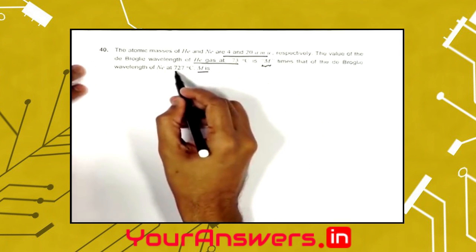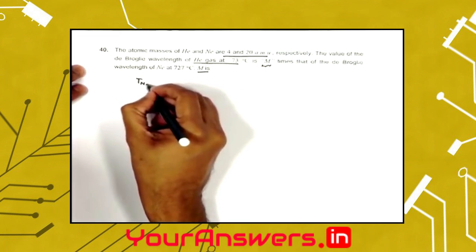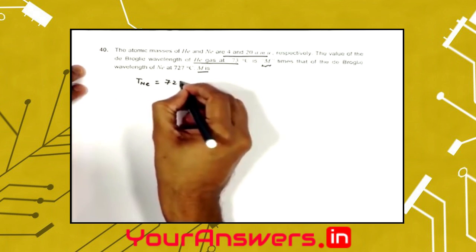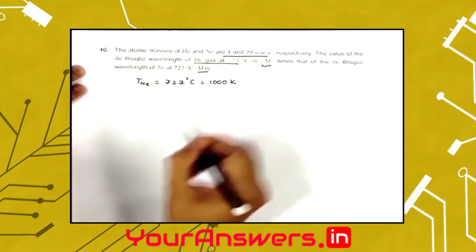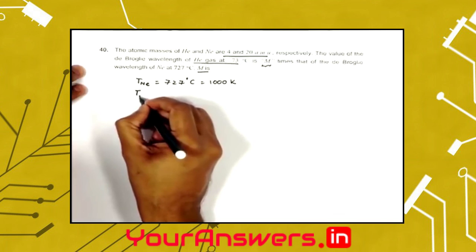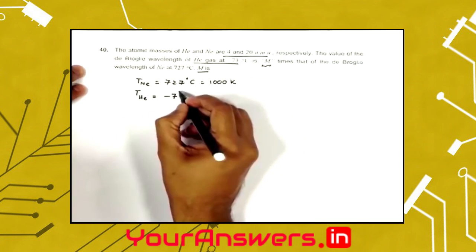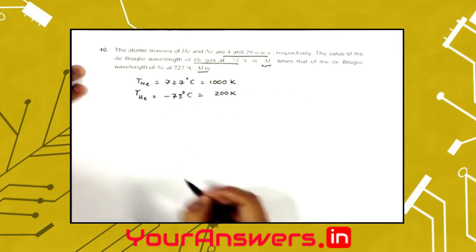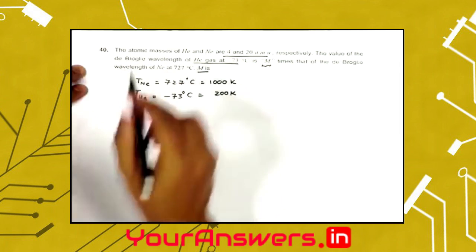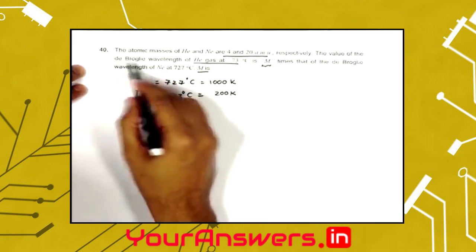Neon gas is kept at a given temperature. So, let us find out the temperature of neon gas: 727 degrees Celsius, which is 1000 Kelvin. The temperature of helium gas is minus 73 degrees Celsius, which is 200 Kelvin, right? And the masses are given. We need to find out the de Broglie wavelength.